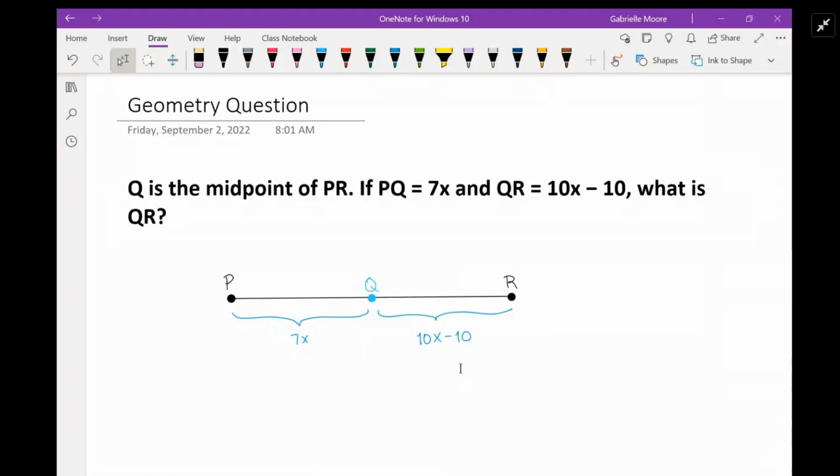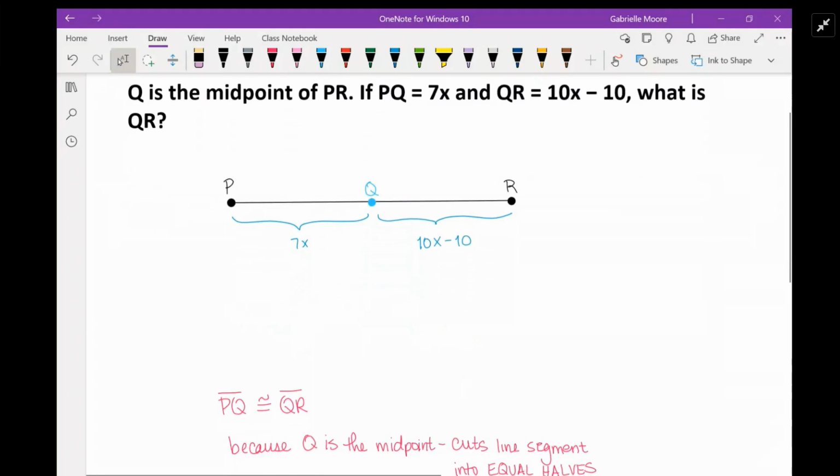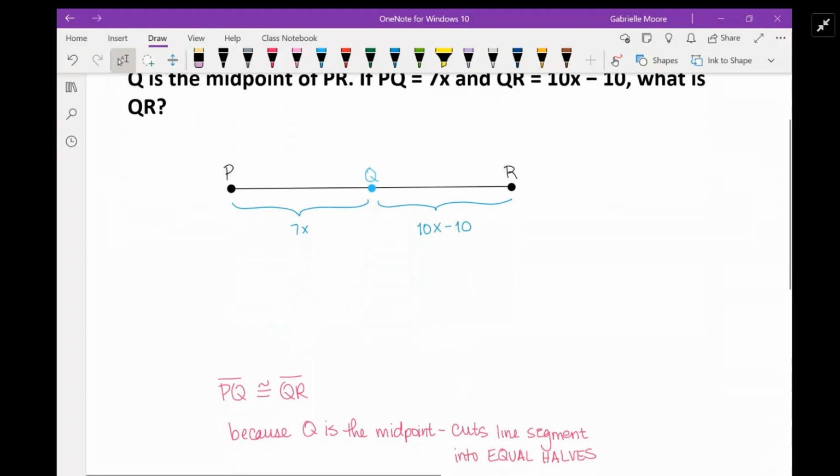So from this information given, we recognize that we can say that PQ, the line segment portion of the entire line segment PR, is congruent to the line segment QR simply because Q is the midpoint. And we have to remember that the definition of a midpoint means a point that cuts a line segment into equal halves. So that is really the biggest key here to understand how we set up our problem.